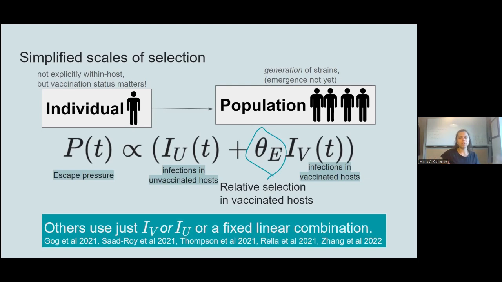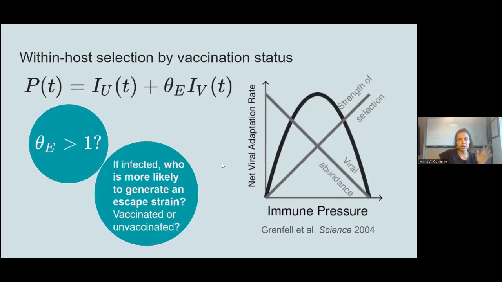With previous models, they grouped together all the infections. Here I'm differentiating the two groups, and I'm including this parameter called theta, which is going to be a key parameter that appears throughout this talk and throughout my models. It weights the relative selection in vaccinated hosts compared to unvaccinated individuals. So that regulates whether selection mostly comes from vaccinated individuals or unvaccinated.